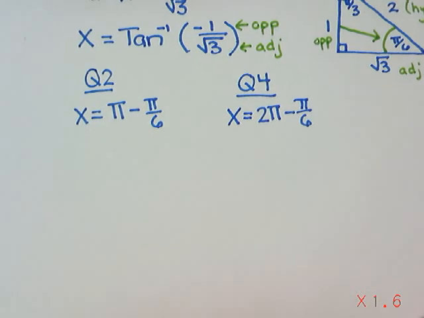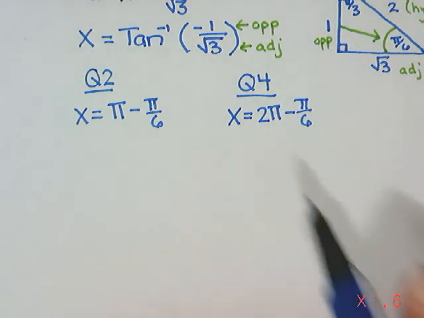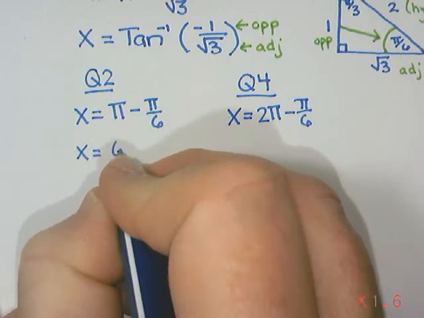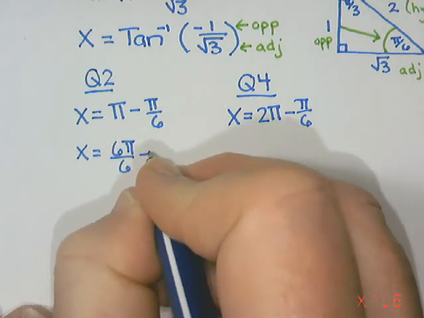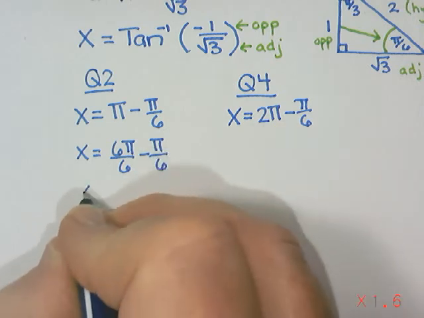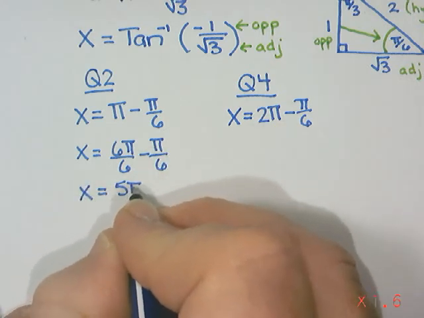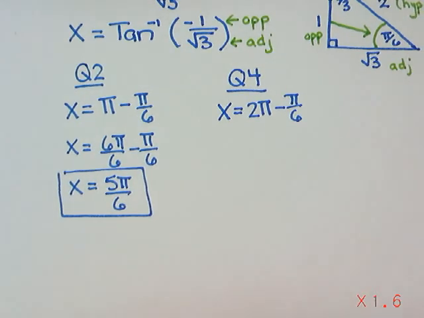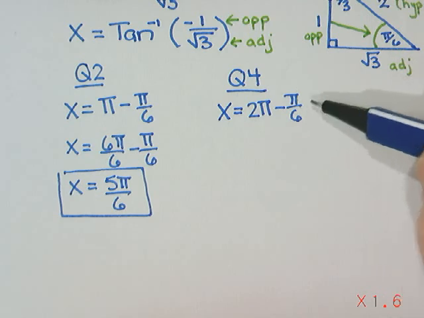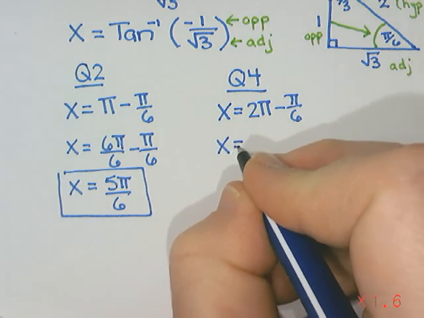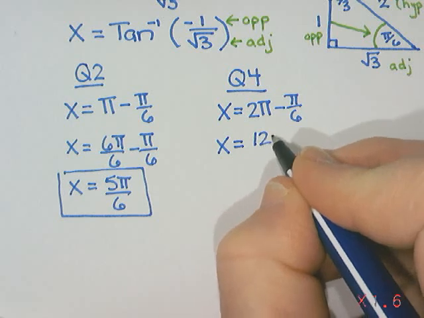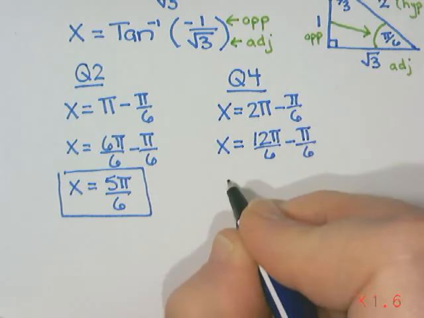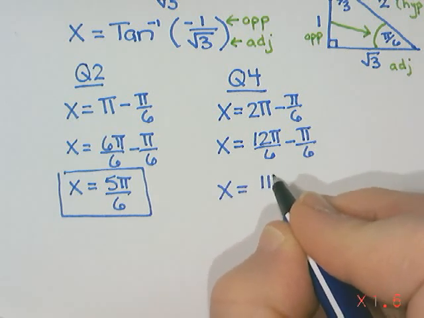All right, from here you can calculate by getting a common denominator. So pi would be the same thing as 6 pi over 6 minus pi over 6, which would give me 5 pi over 6. The one in quadrant 4 is 2 pi minus pi over 6. If I get a common denominator, this one is 12 pi over 6 minus pi over 6, which gives me 11 pi over 6.